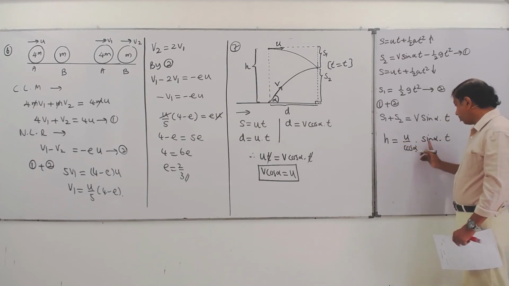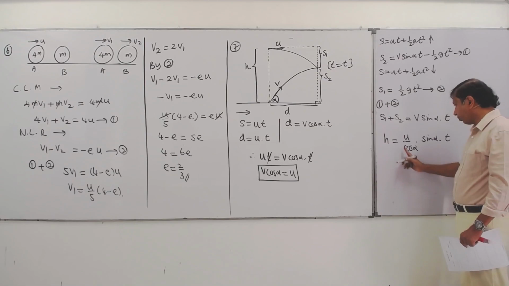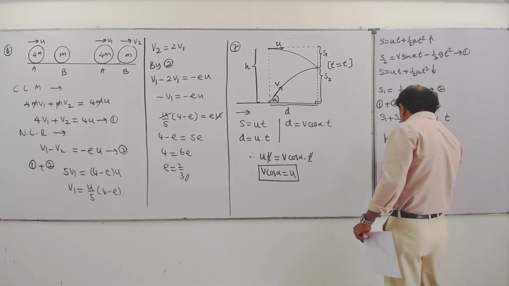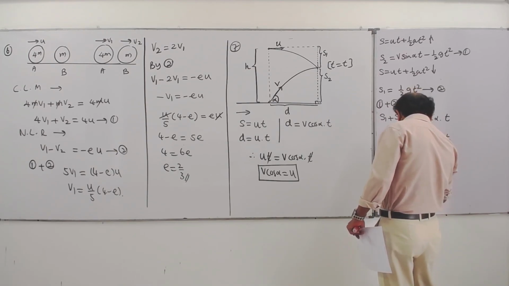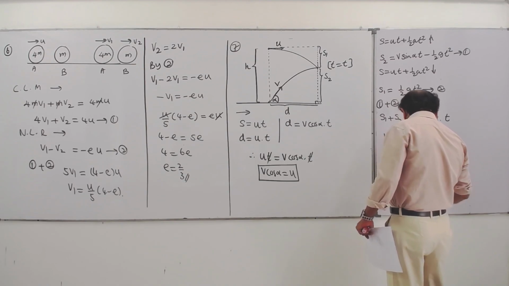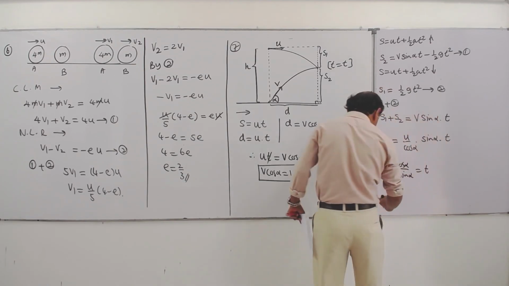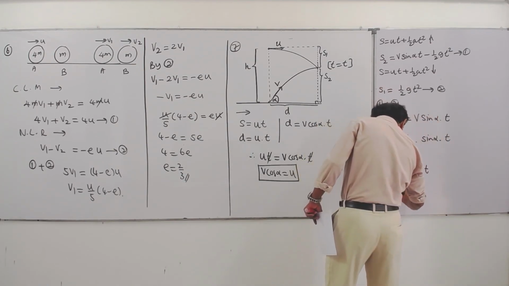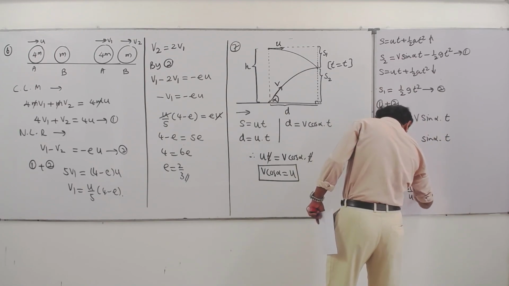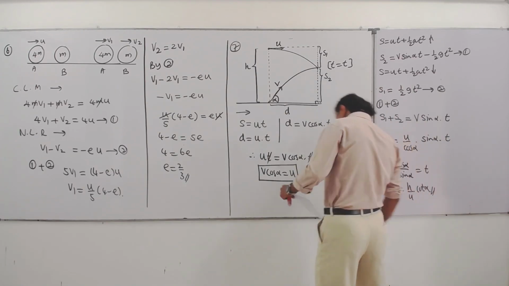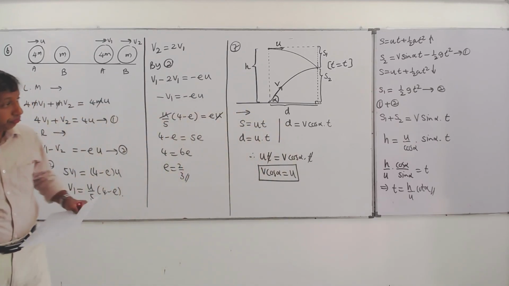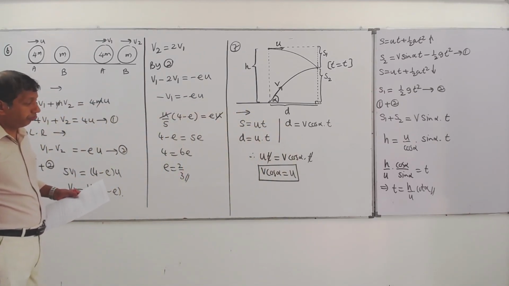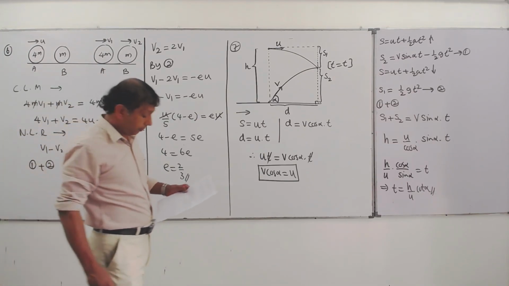u and sin alpha you can take to the denominator, cos alpha here. Then h upon u, cos alpha upon sin alpha is t. Cos over sin is cot. Therefore, t equals h upon u cot alpha. This is how we take it. That way we can take that answer.